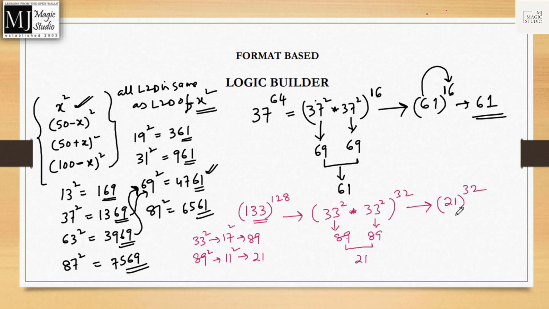Bingo. As soon as we get 1, our target is to boil down the number so that we get the last digit as 1. Then we know the process. 2 into 2 is 4 and then put a 1. So the last two digits of 133 to the power 128 are 41.